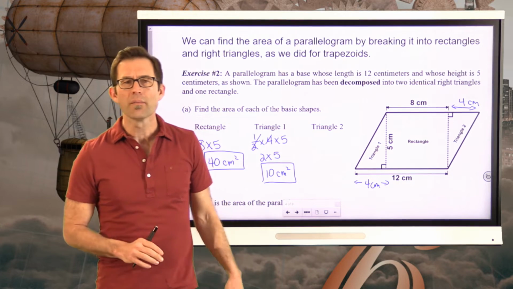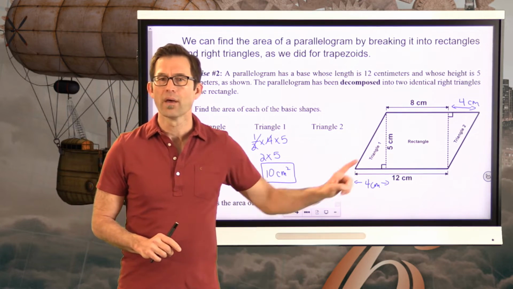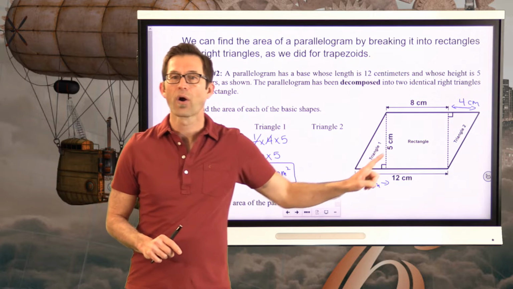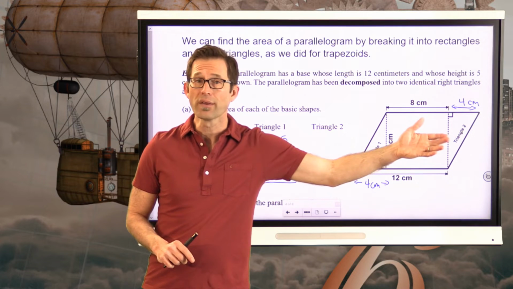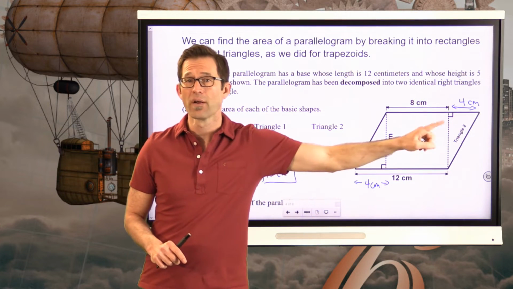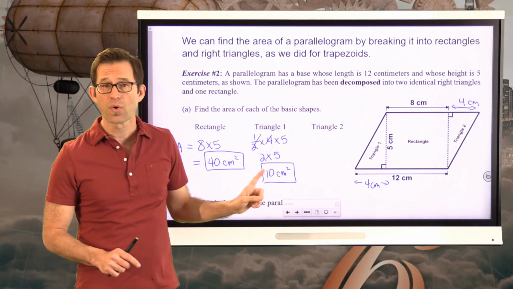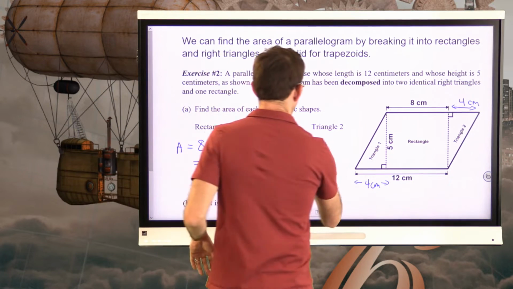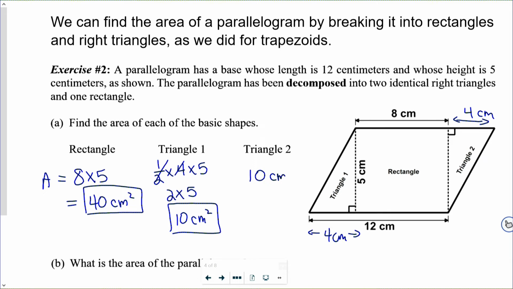But whenever we decompose a parallelogram in this way, the 2 triangles that we have are identical to each other. And if you'd like, you can go through the same calculation to find the area of triangle 2, but it's going to be identical to the area of triangle 1, so I'm going to put down 10 square centimeters again.